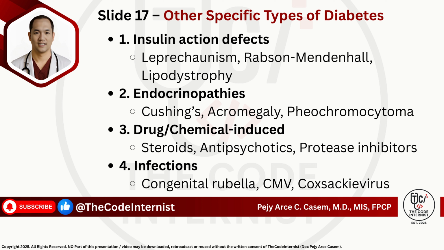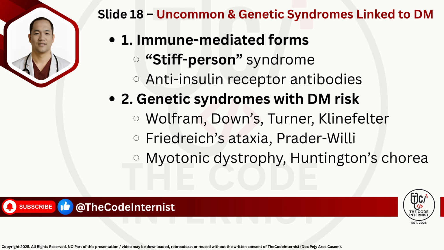Certain hormonal diseases like Cushing's or acromegaly can also cause hyperglycemia. Additionally, drugs such as steroids, antipsychotics, or HIV meds may induce diabetes. Even infections like rubella or Coxsackie virus can be culprits, though rare. Some rare syndromes are associated with diabetes due to immune dysfunction, like in stiff person syndrome or anti-insulin receptor antibodies. There are also genetic syndromes that carry a higher risk of diabetes, such as Down syndrome, Turner's, Klinefelter's, and Wolfram syndrome. These cases are less common, but important to recognize, especially in pediatric or developmental cases.